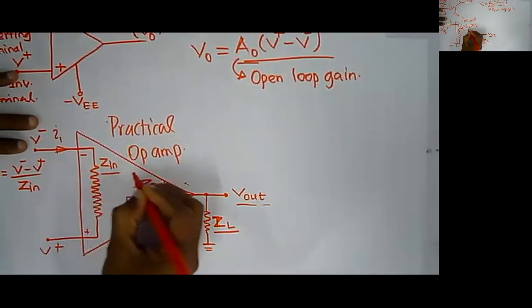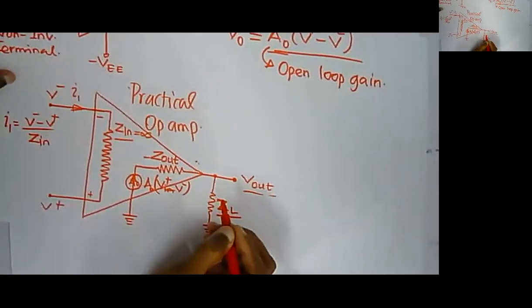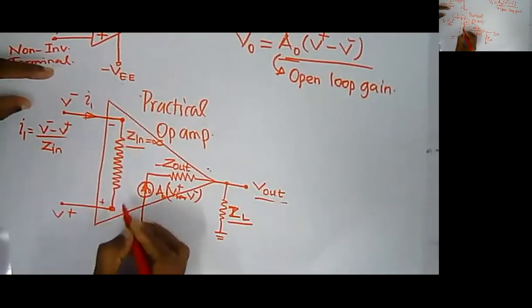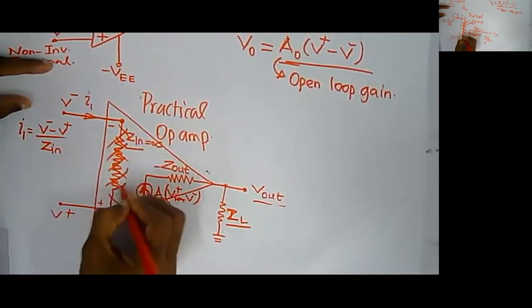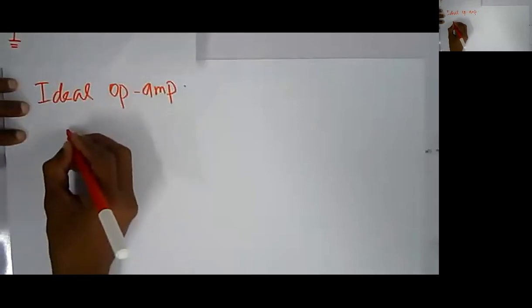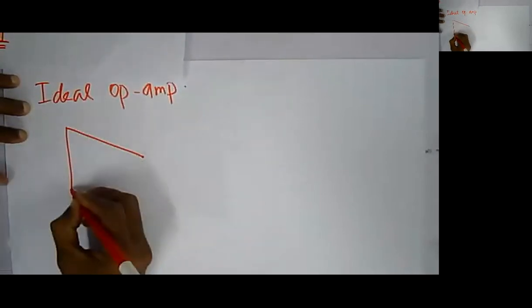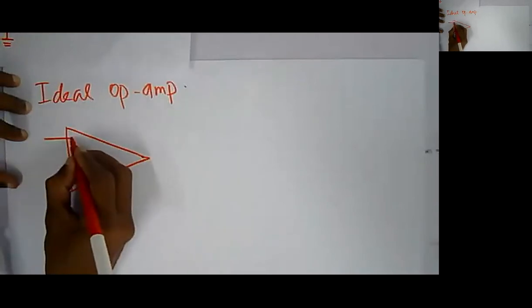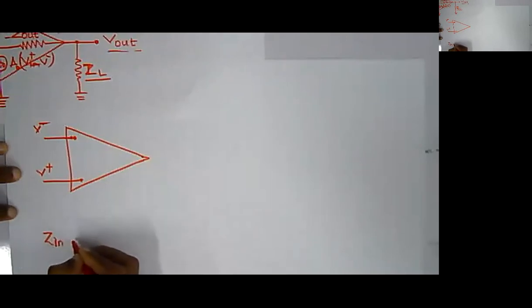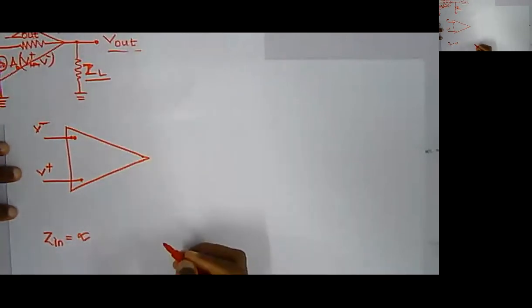For an ideal operational amplifier, your Zin must be infinity, which means it should be open circuited and the whole branch should be removed from here. If I draw the circuit, it will be something like this. You have V minus and V plus. This is the inverting terminal and this is the non-inverting terminal, and in between them the resistance is infinity, which becomes the first property: Zin, the input impedance, is infinity.